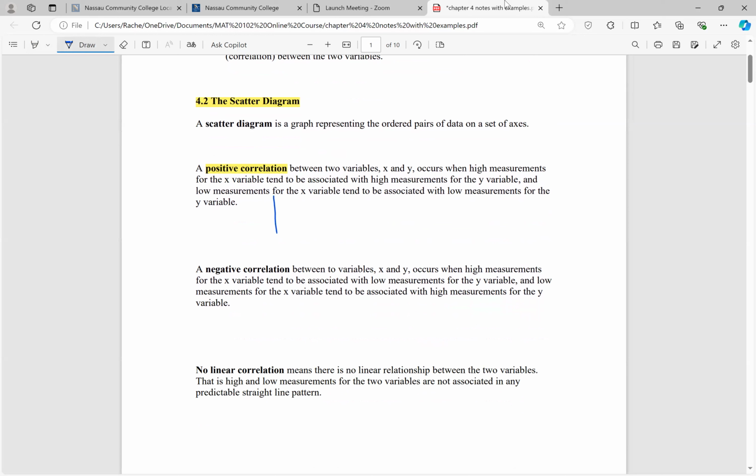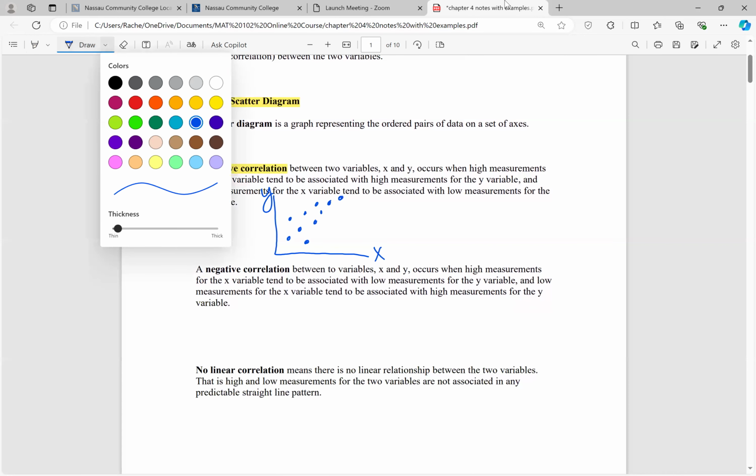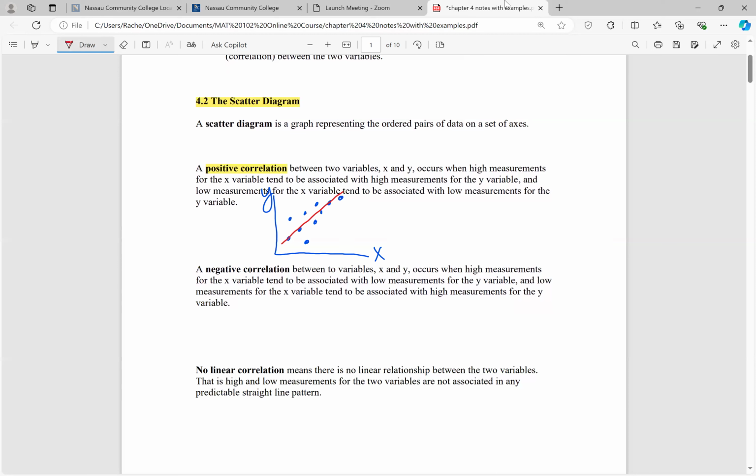So what it's saying is if I have paired data, X and Y, and I plot the ordered pairs, and I see some sort of positive or increasing relationship, then we say there's a positive correlation. So you see what's happening here? As the X values are increasing, so are the Y values. And I can imagine drawing a line through my data, right? And the line is increasing. So this would be an example of a positive correlation.